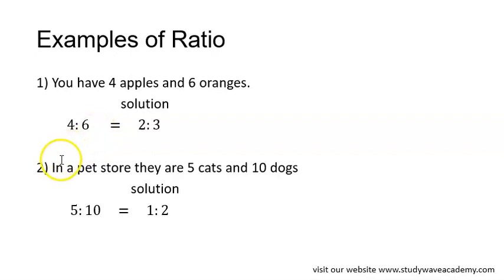Good. Here, the second one: in a pet store, they have 5 cats and 10 dogs. We are to represent this in a ratio form. So we have 5 cats and 10 dogs, so it will be 5:10. They are comparing 5 cats and 10 dogs. So it's 5:10. This is not the simplest form. It can go a little smaller than this, right?